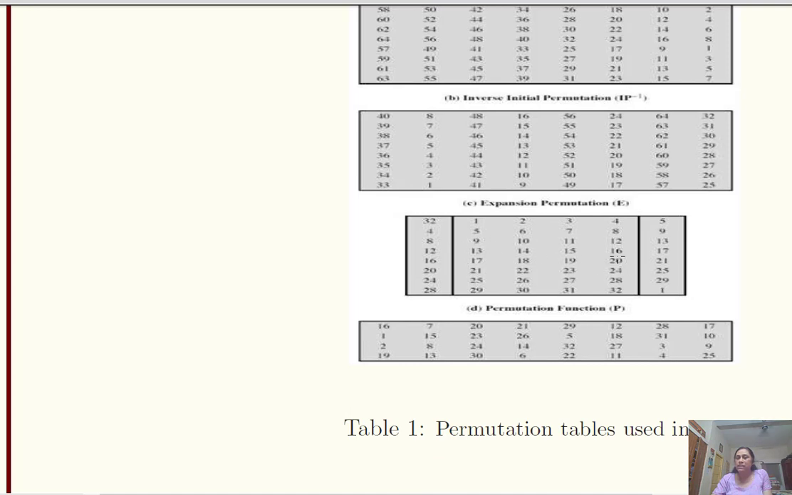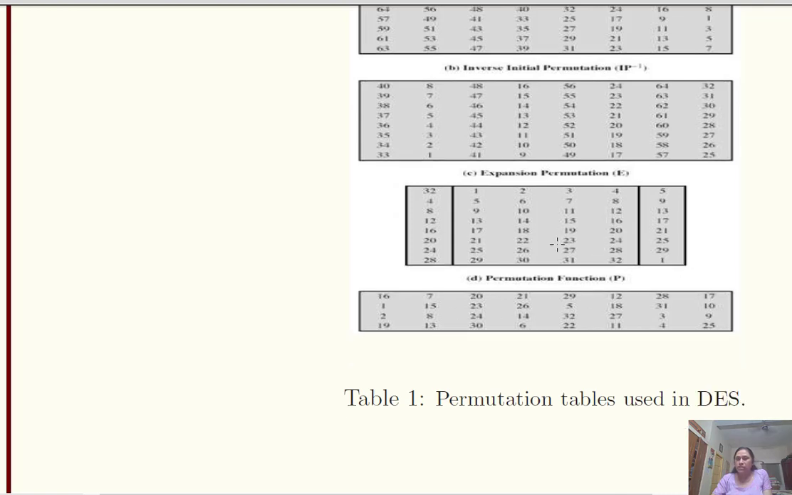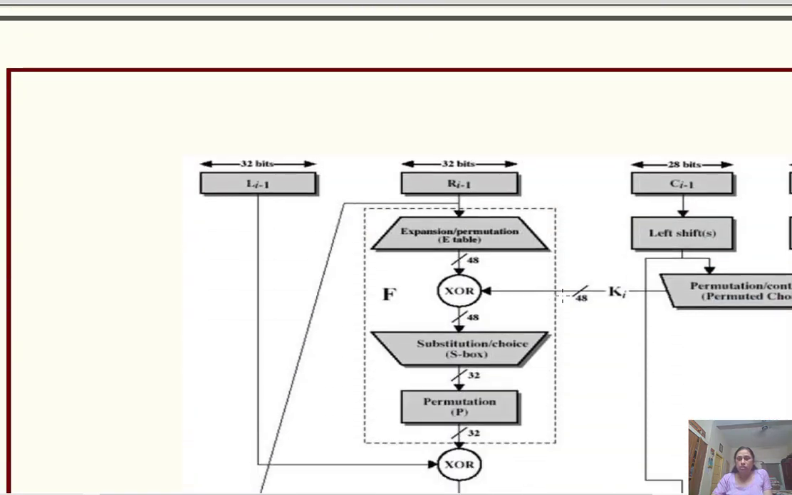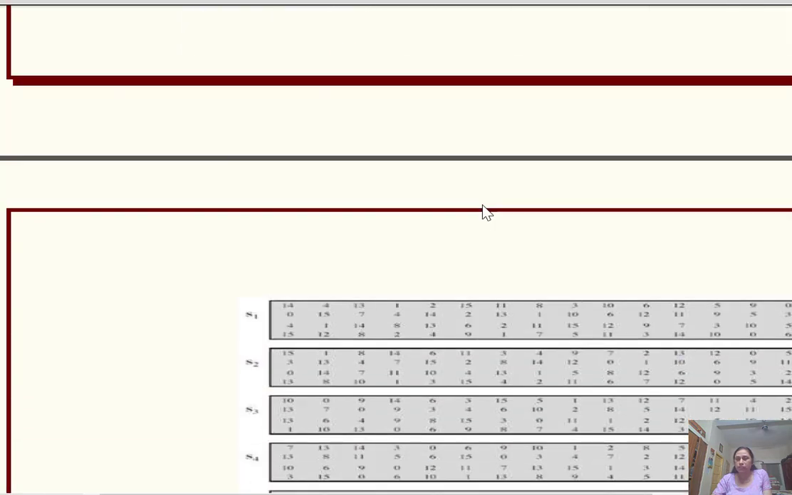I have already discussed this expansion permutation, and the permutation function. These two essentially I have mentioned. Okay. And S box. This is key scheduling algorithm, I am yet to discuss. I have to discuss key scheduling algorithm. I will come to that later.